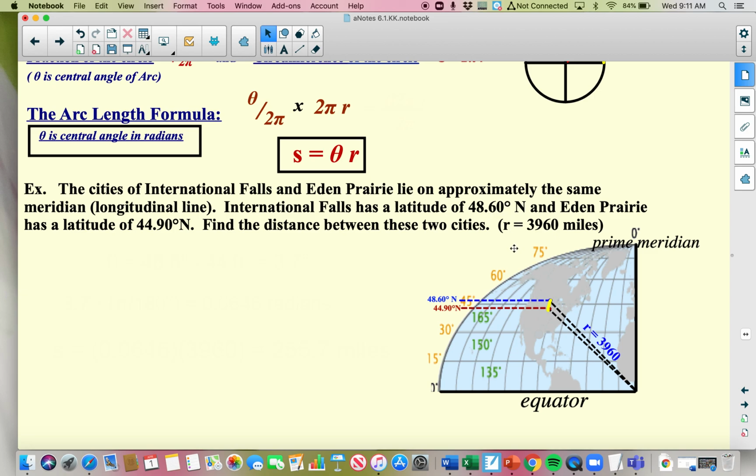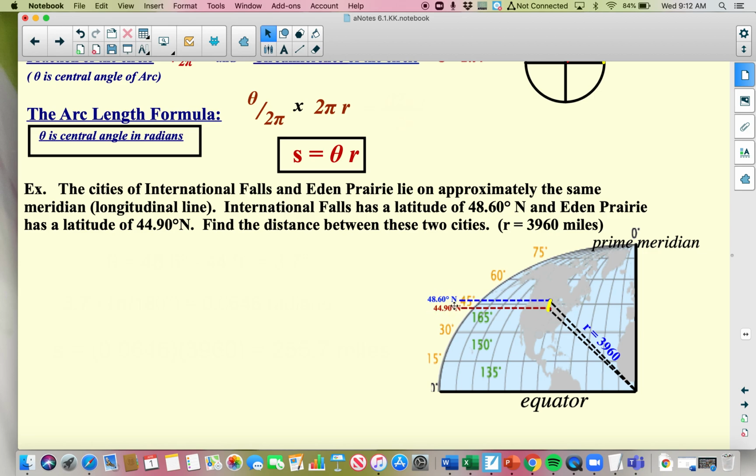Okay, so if you can see this tiny little yellow marking, if I go from International Falls to Eden Prairie on the map, it's creating this little arc length, and it's really hard to see because it's tiny, so I apologize. But again, it's an arc length. Like if I just drew a circle around here, it's a little tiny piece of that. Okay, so if I focus on this yellow arc length, I can see that the angle here, this central angle, is tiny.